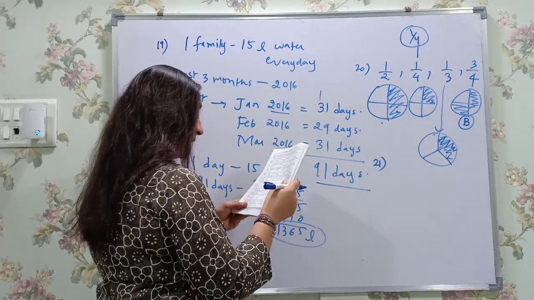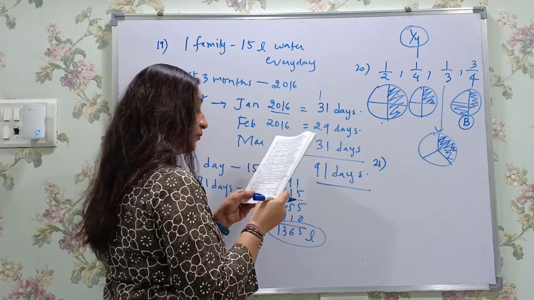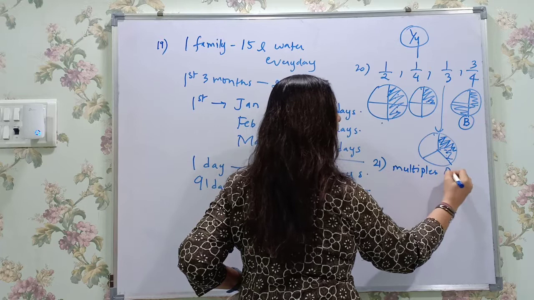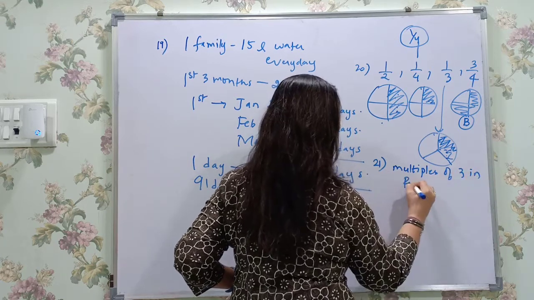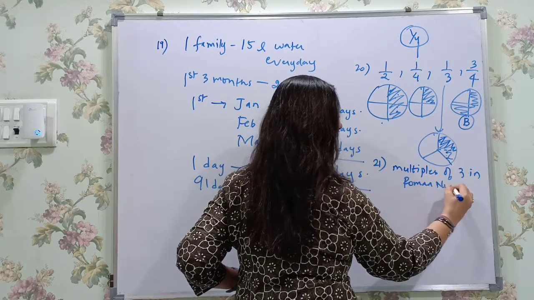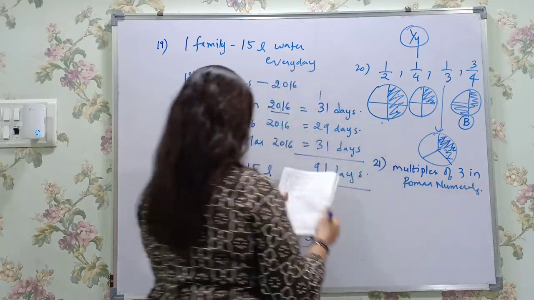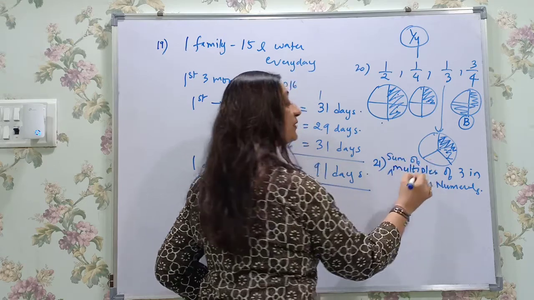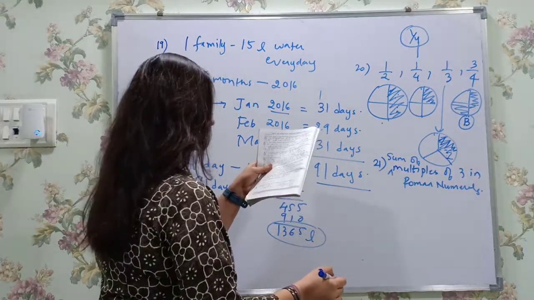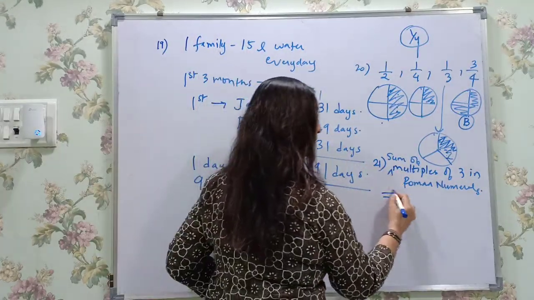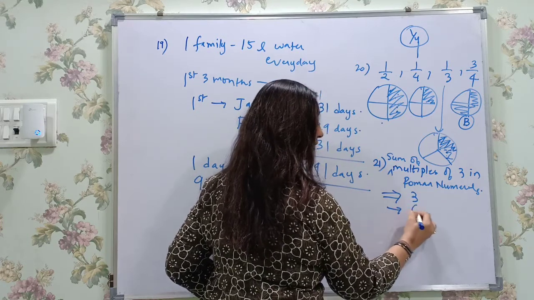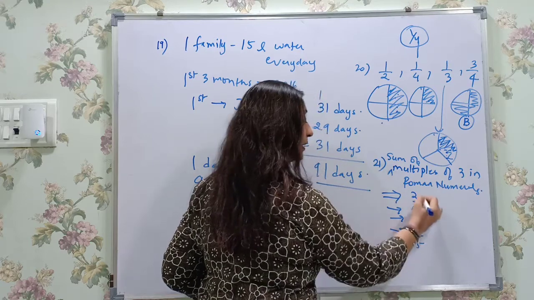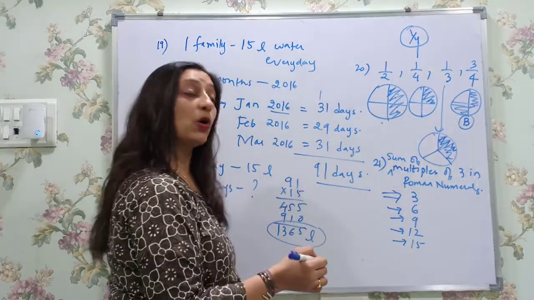Sum number 21. Express the sum of the first 5 multiples of 3 in Roman numerals. We have to find the sum of the first 5 multiples of 3. Let's check the first 5 multiples of 3 first: 3 ones are 3, 3 twos are 6, 3 threes are 9, 3 fours are 12, 3 fives are 15. So these are the first 5 multiples of 3.